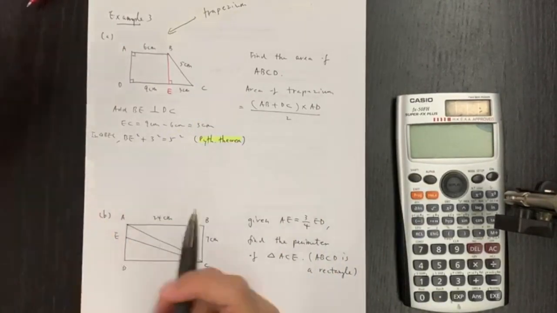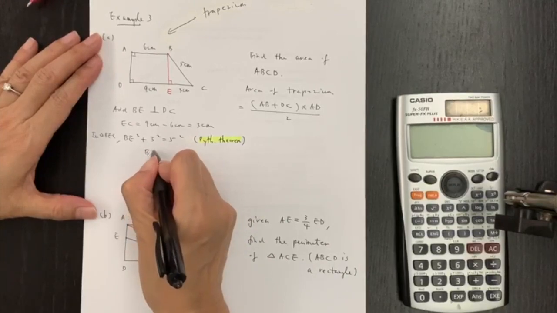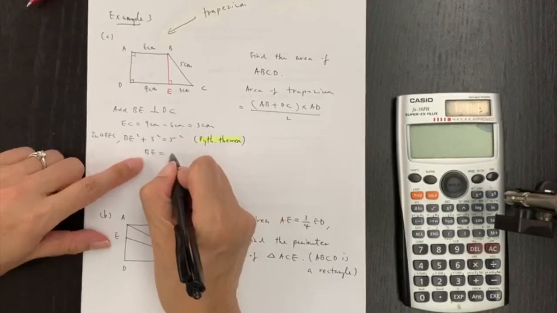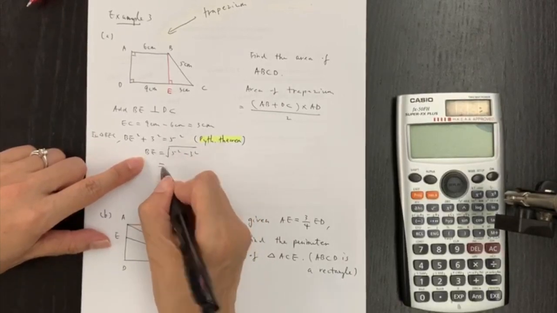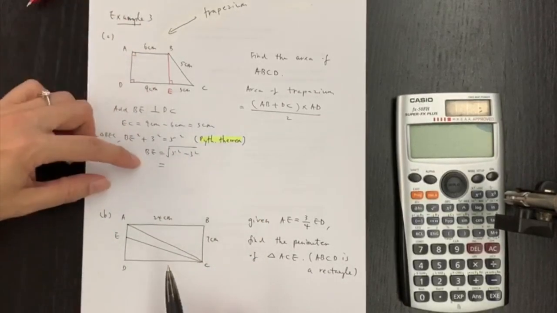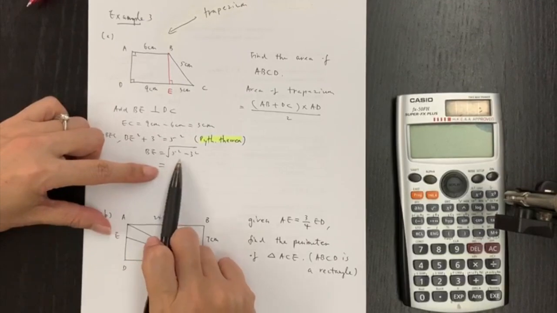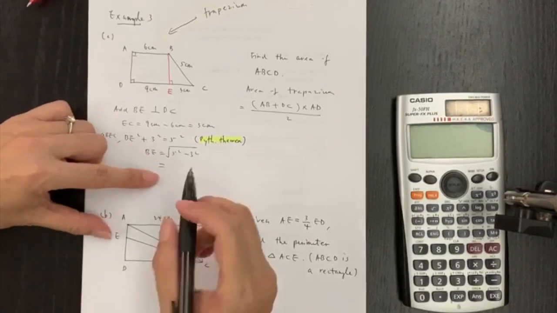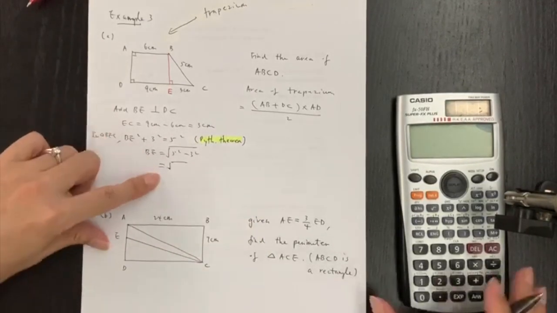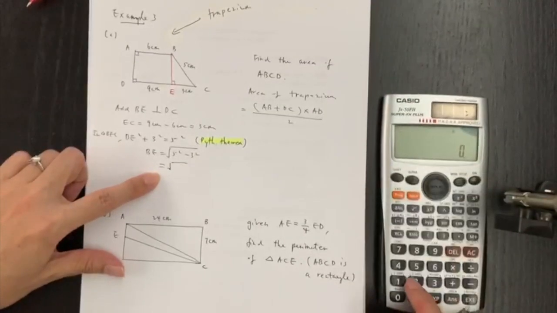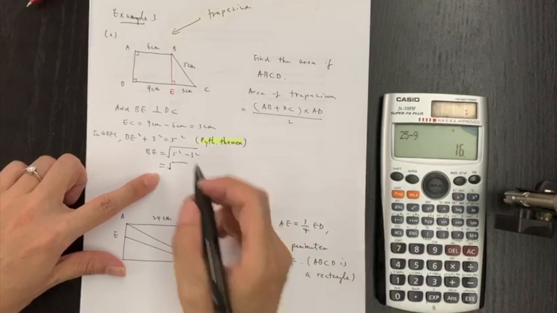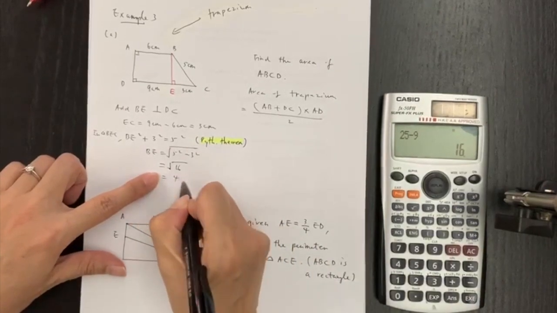Now I can solve the equation to find the subject here. That would be 5 squared minus 3 squared. Now I take square roots. Since BE is not the final answer yet, you don't need to work out the exact solution for BE. Just leave everything in surd form. That would be 25 minus 9, so I have 16, and the square root of 16 is 4.